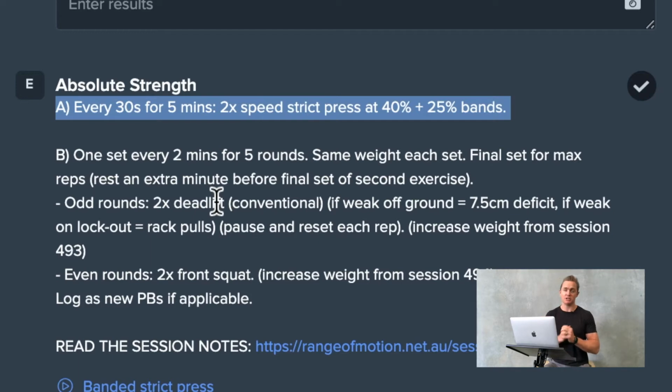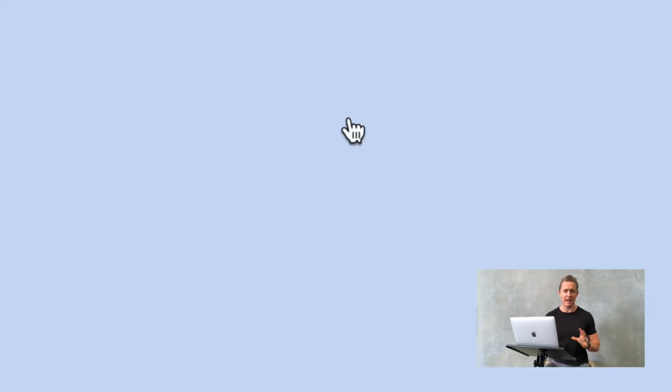Part B of this session is more of the max effort work as opposed to the dynamic effort work we saw in Part A, where the individual will do either deficit deadlifts or rack pulls based on a weakness that we identify for them, and front squats.